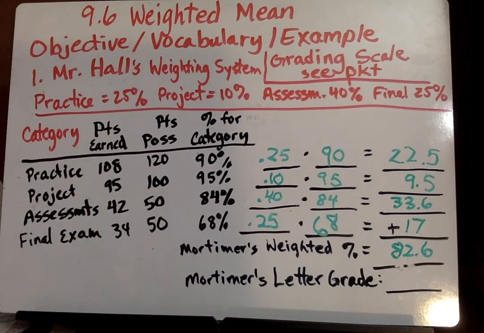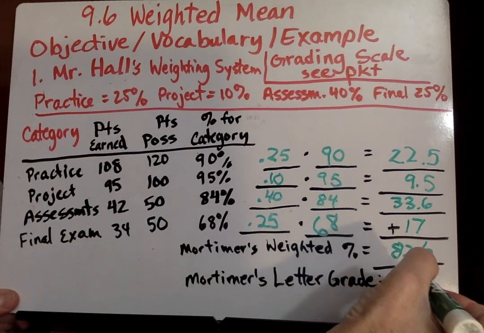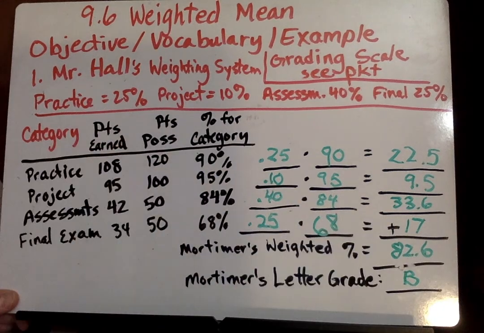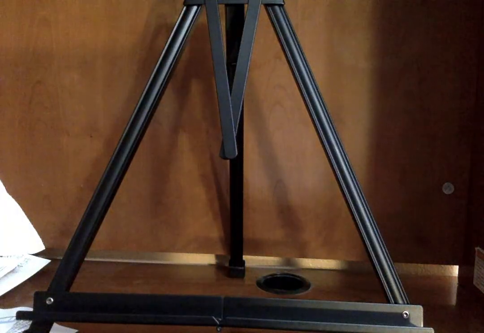So if we look at the grade scale, we can see that 82.6 is in the B range. So his letter grade is going to be a B. Okay. All right. Let's go on to one more challenging. I'm going to skip number 2. If we have time to come back to number 2, we can do that. But I wanted to do a harder one, so I'm going to jump to number 3, which is on page 178.